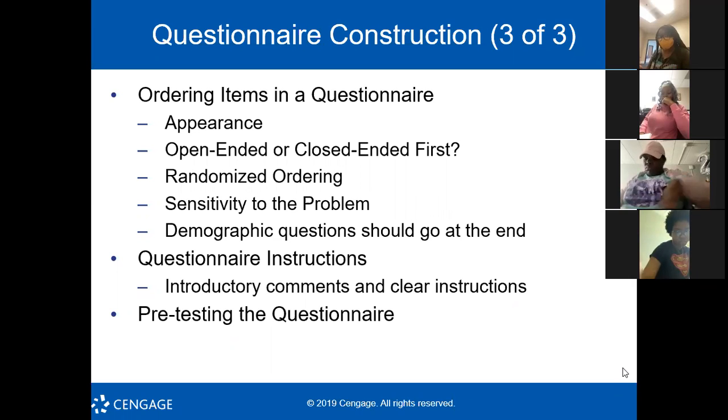Again, the construction of the questionnaire itself is also going to be important. The appearance. Do you put your open or closed-ended questions first? Do you randomize the order? Demographic questions should generally go at the end. And demographic questions include: are you male or female? What's your race? What's your age? What's your income level? What's your education level?